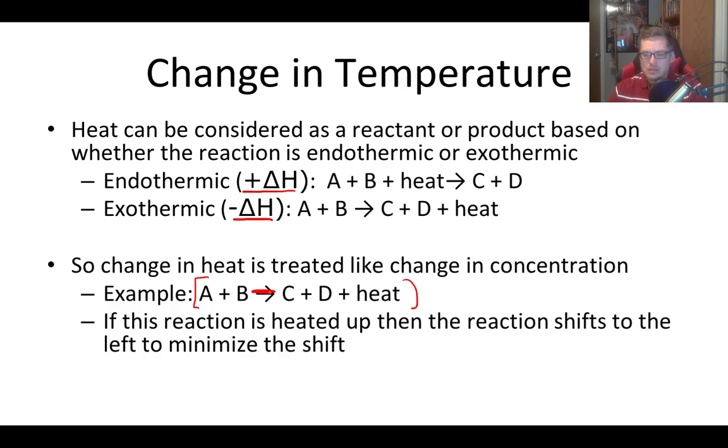This is technically at equilibrium, but it's shifting anyway. We're going to shift to the left because we're increasing the concentration of a product.